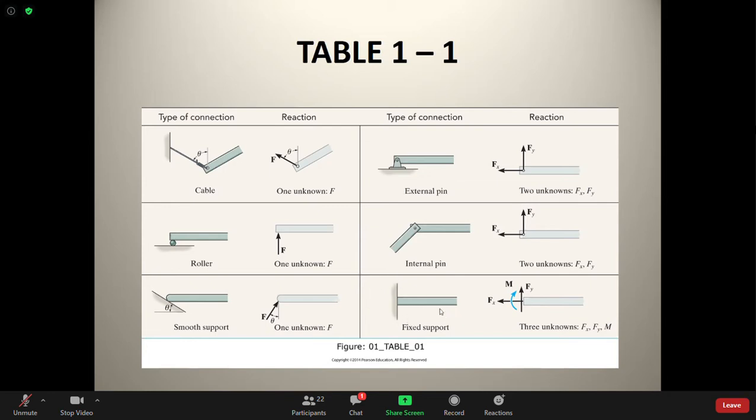Then the last one and the most restrictive one is called a fixed support, and the fixed support is replaced, in two dimensions, by three loads, which are two forces and one moment. I hope everybody remembers that. This is given in table 1-1 of your text also. We will be using these when we solve problems, and also distributed loads. So let's go on to the first example problem.